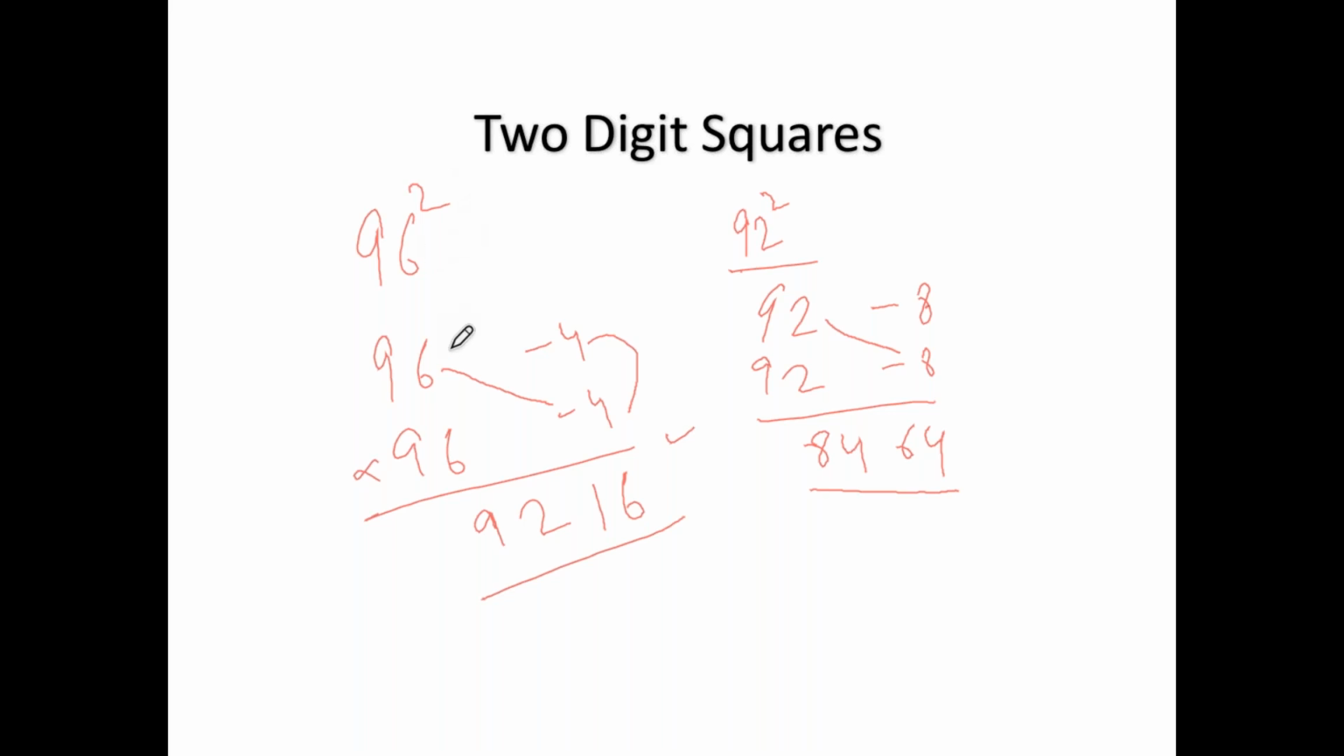Okay, Jagrup, please check. 96 is 4 below 100, so I've written -4 here. Again, 96 is 4 below 100, so I've written -4. -4 into -4 gives you 16. I have written 16 here. And 96 minus 4 is 92. So 9216 is my answer. Okay, Jagrup, I hope you've understood it now. Okay, good, Jagrup.